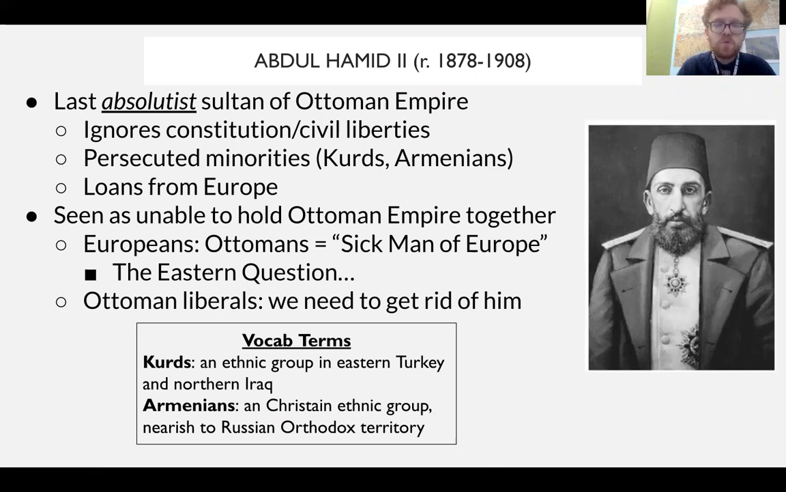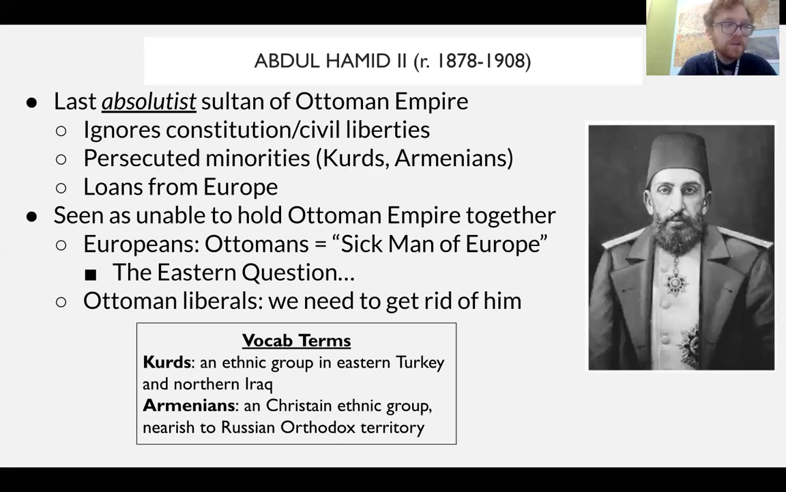He is going to do terrible things like ignoring the constitution, suspending civil liberties. He's persecuting Jews and Christians. He's also persecuting ethnic minorities like the Kurds and the Armenians. But he's also bankrupting the Ottoman Empire, especially in prolonged wars with Russia and the Balkans. So increasingly, there is instability in the Ottoman Empire.